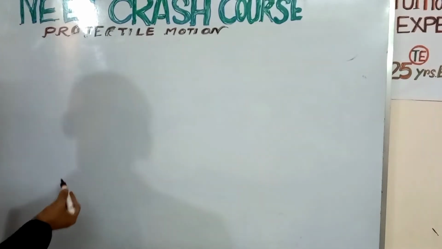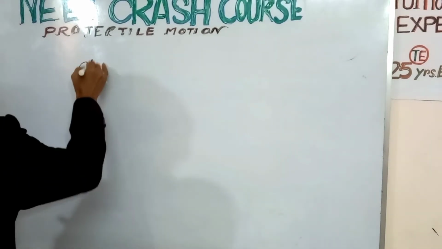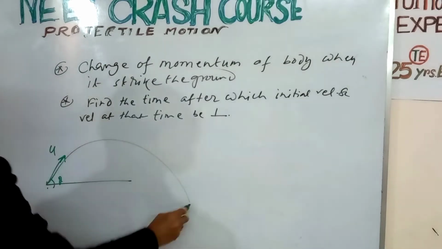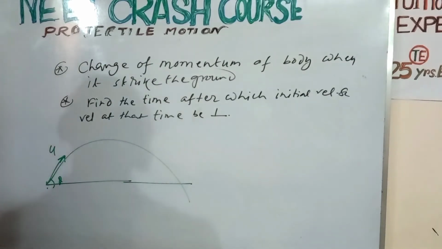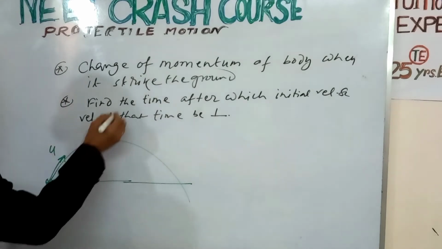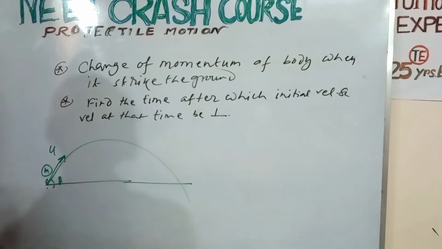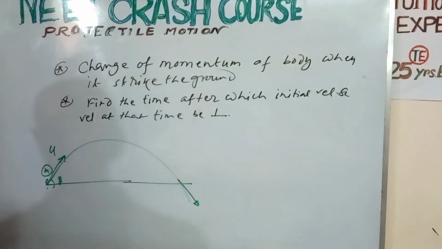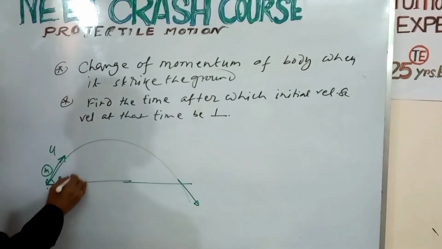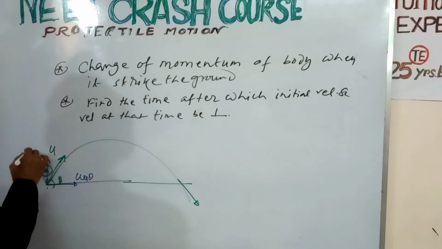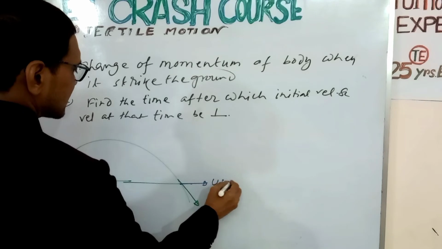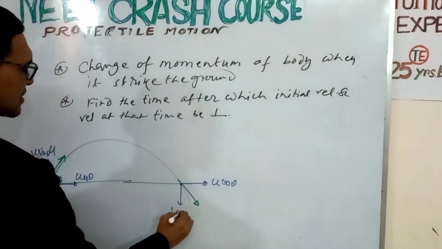Now, the change of momentum when it strikes the ground. Suppose this is u, this is theta. Now this is the projection. So first find the change of momentum. If the mass is m, the body strikes here. What is the component of this? Along this is u cos theta, and this is u sin theta.